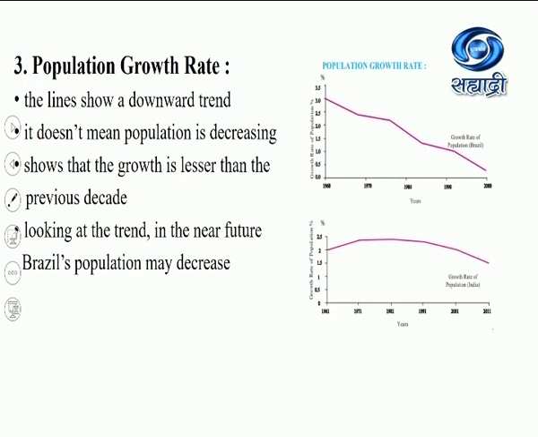So because the facilities were available to control the population, the birth rate was controlled, and that's why the population growth is decreasing. You can find the trend, it is decreasing. It shows that the growth is lesser than the previous decade. Looking at the trend, in the near future we can say that Brazil's population will decrease. It is going to decrease considerably.